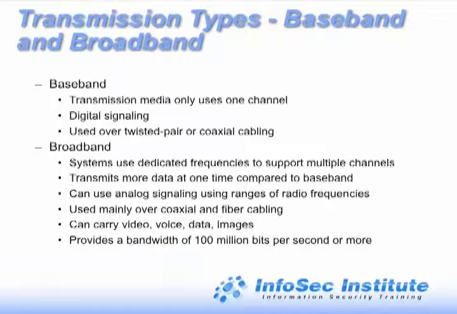There's baseband and broadband. Baseband transmission media only uses one channel. It uses digital signaling, and it's used over twisted pair or coaxial. Broadband systems use dedicated frequencies to support multiple channels, transmitting more data at one time compared to baseband. It's used mainly over coaxial and fiber networks, carrying video, of course, voice, data, and images. Basically anything that's large data transfers.